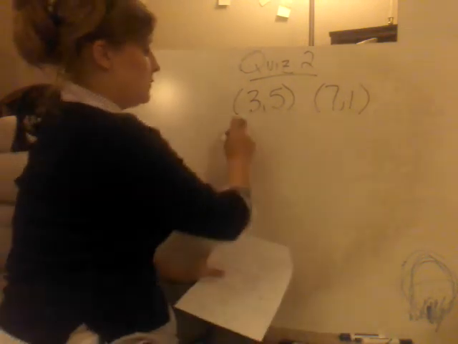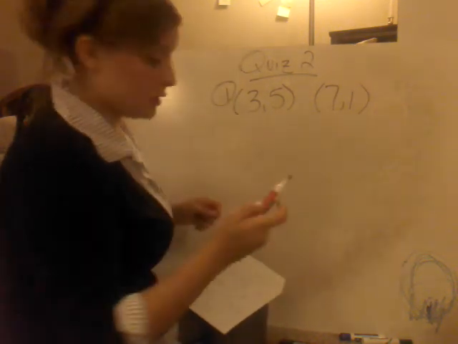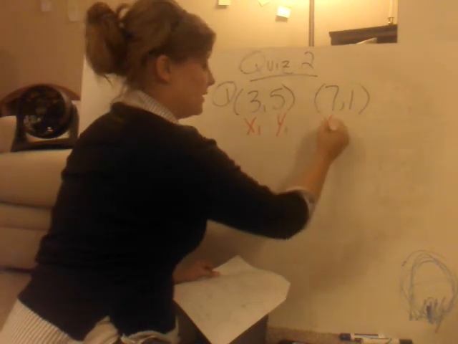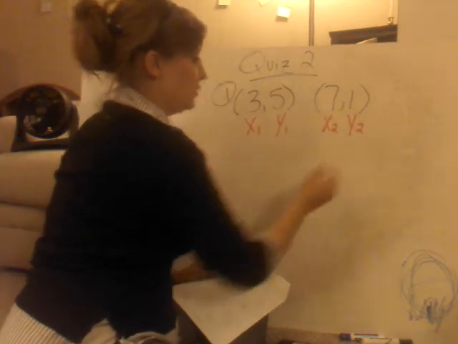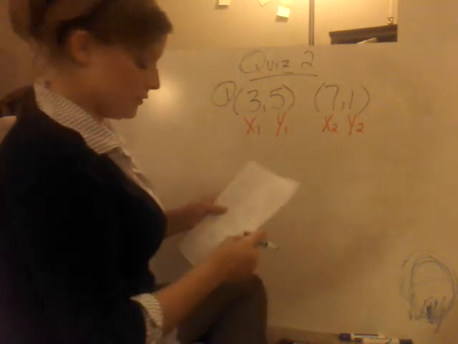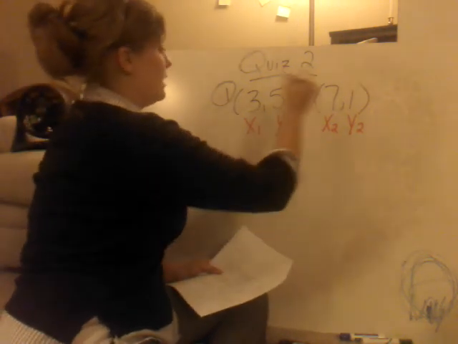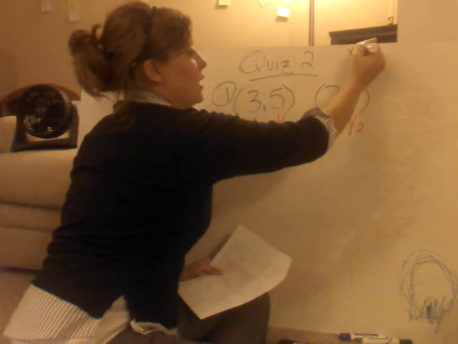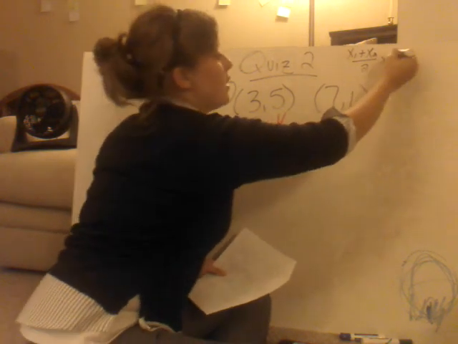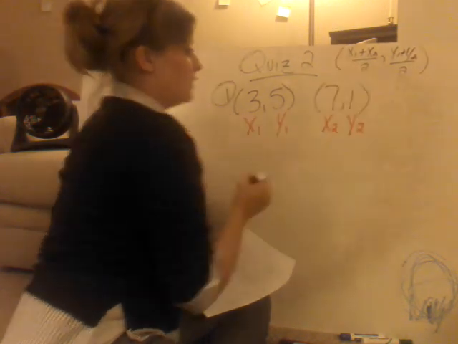Okay? So if this is my first point, I'm even going to bring out the red marker. This is x1, this is y1. This is x2, this is y2. Alright? So my midpoint formula is x1 plus x2 divided by 2, comma, y1 plus y2 divided by 2, all in parentheses.